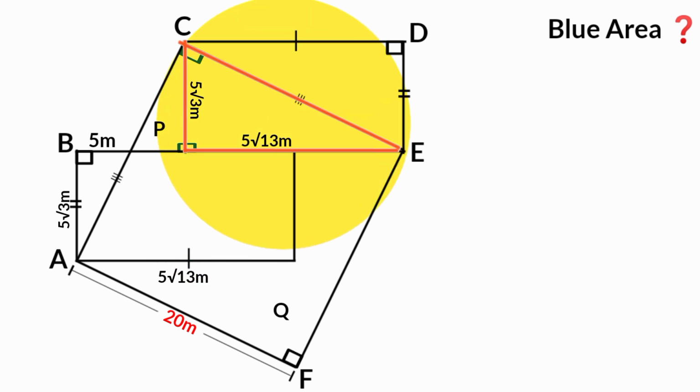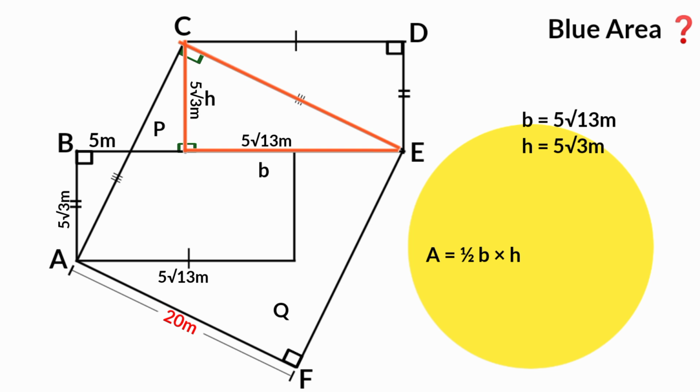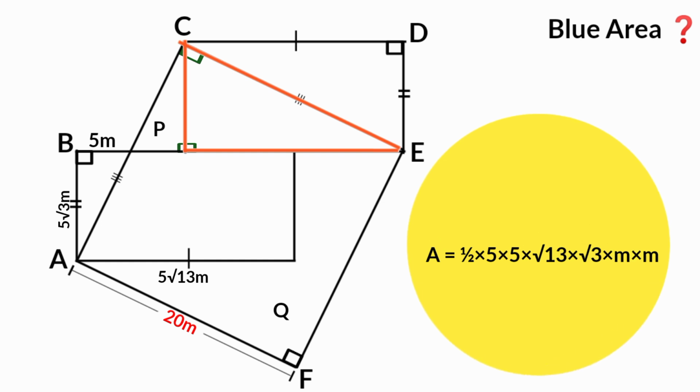Now from this triangle, this is its base and this is its height. So b equal to 5 root 13 meters and height equal to 5 root 3 meters. The formula for calculating the area of a triangle is 1 over 2 base times height. So if we substitute these values here, now area equal to 1 over 2 times 5 root 13 times 5 root 3. 1 over 2 times 5 root 13 times 5 root 3 is the same as 1 over 2 times 5 times 5 times root 13 times root 3.